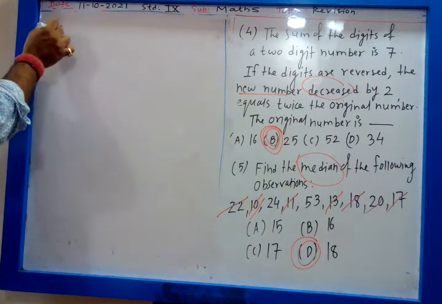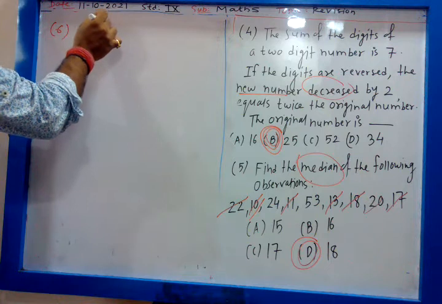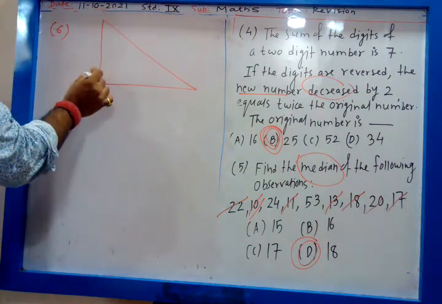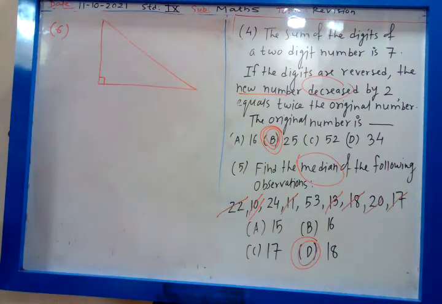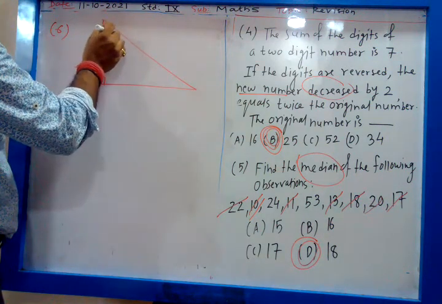Then 6th question. You are given a triangle. This is 90 degree. This is 90 degree. Okay. This is 90 degree. This is my angle P.